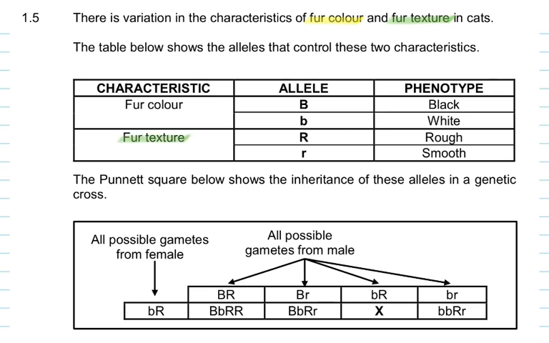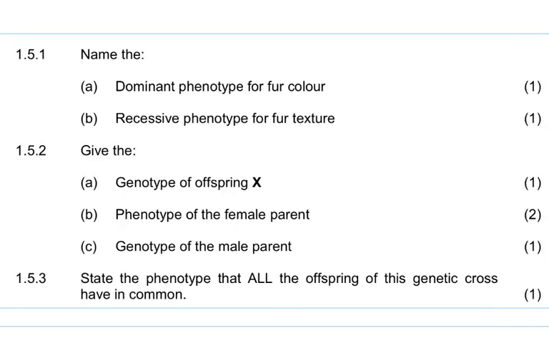So there's texture, and there is color. And then they give us the alleles. The Punnett square below shows the inheritance of these alleles in a genetic cross. So there's our Punnett diagram, and as you can see, we've got X missing. So that's probably what they're going to ask us at some point. So let's have a look at the question.